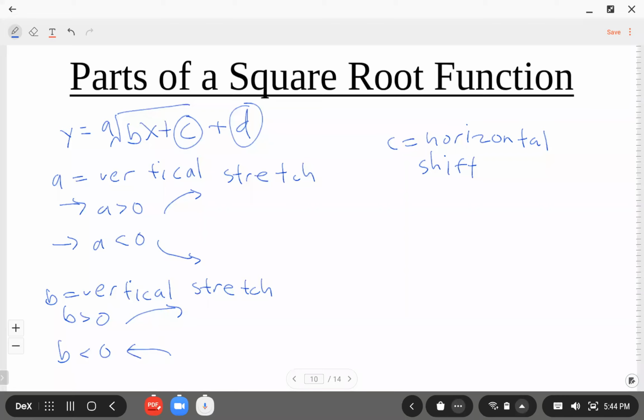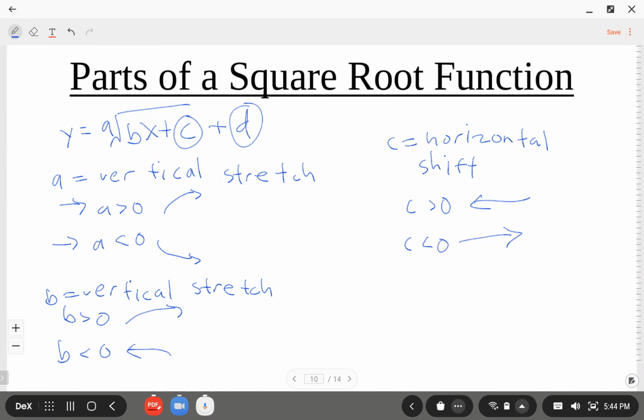Actually you see here when C is positive, it actually goes to the left. It's kind of weird, not what we expect. But we've seen that a lot in functions. For example, exponential functions, that's also the case. When C is positive, it actually goes left to the negative side. When C is negative, it goes to the right.